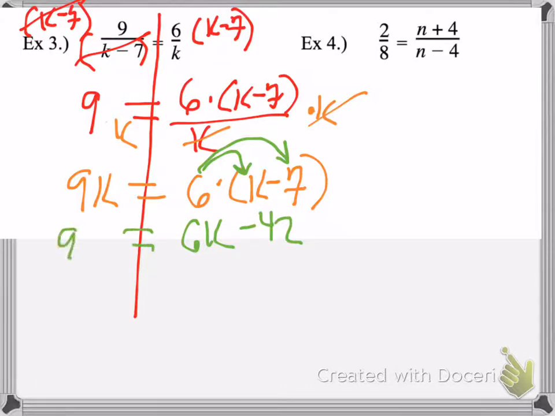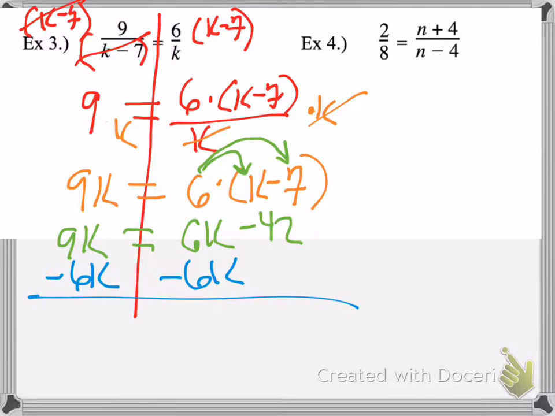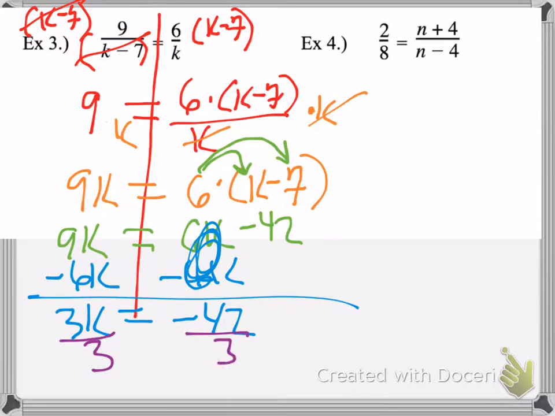On my left side, we just have this 9k. We didn't do anything with it. Now we got to deal with the variables first. What I like to do is I'm going to subtract this 6k from both sides. Doesn't matter? Nope. Just be careful. 9k minus 6k is 3k. 6k minus 6k is 0. And we still have negative 42. And then we can divide both sides by 3. So k equals, I believe this is negative 14 if I did it correctly.